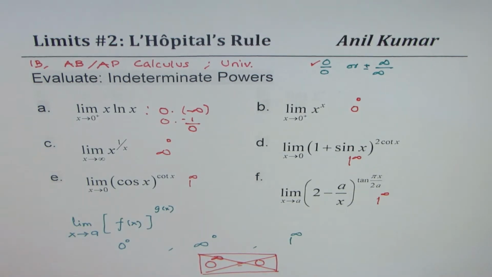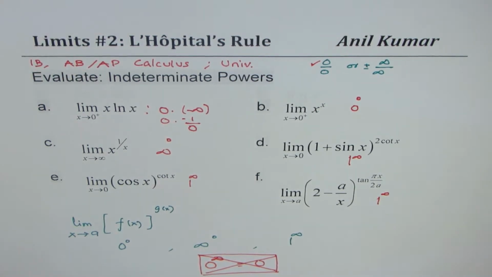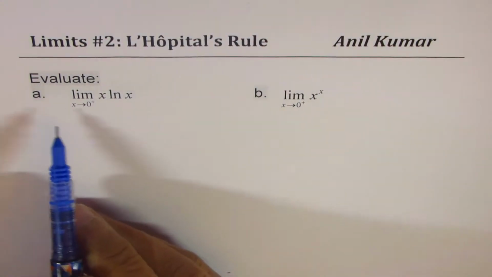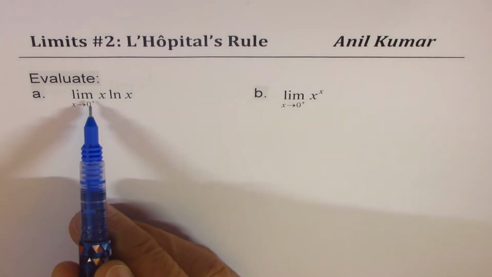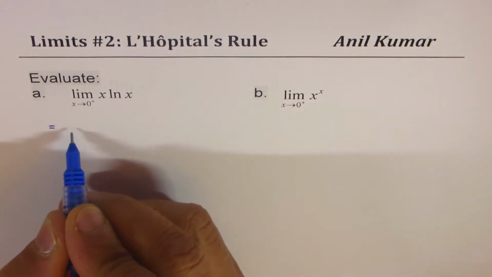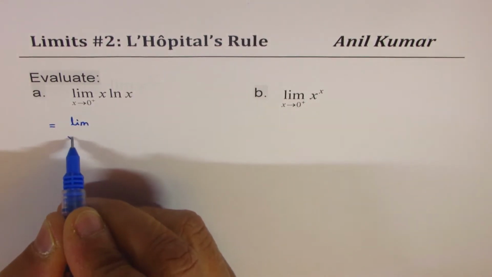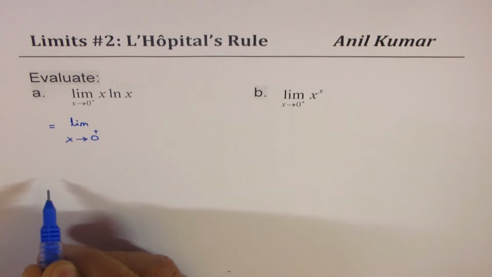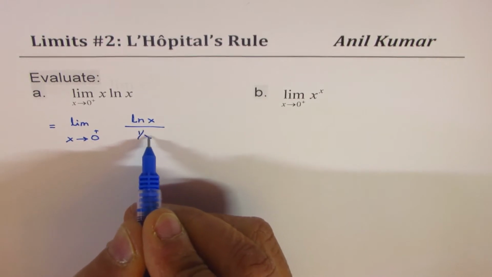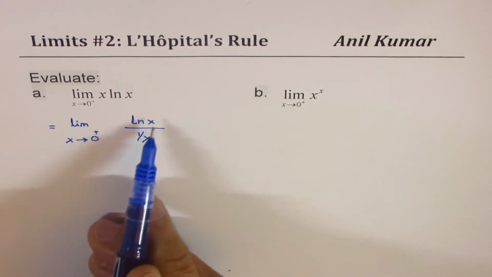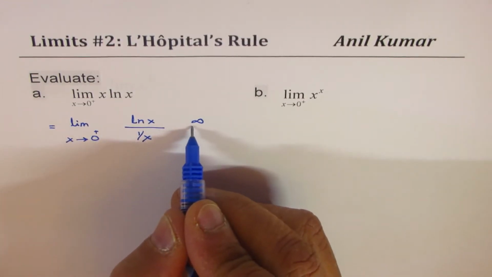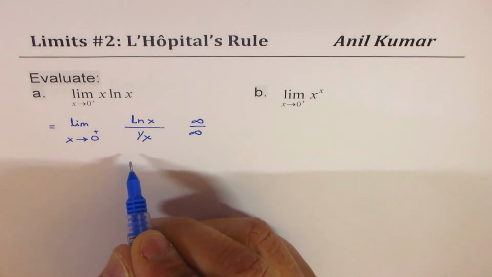Okay, so remember that. Now let's see how to solve these types of limit questions. We'll take them one by one. A. Limit when x approaches 0 from the right side of x times ln x. We could rewrite the function as limit x approaches 0 from the right side, and I could write this as ln x over 1 over x, correct? Now you can see, if I substitute 0 here, what do I get? I get an infinitely large value over an infinitely large value, correct?